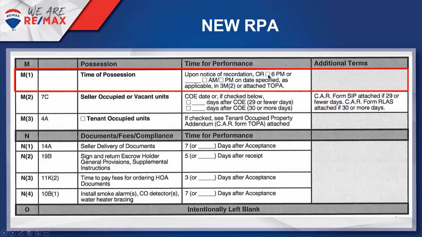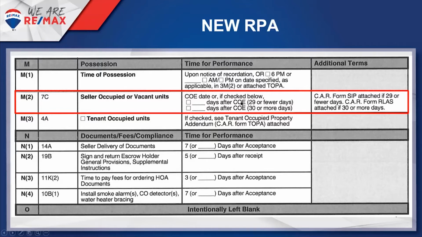Or you can go back to what you might be used to, and that is 6 p.m., or you can make it any time. I would argue you shouldn't make it before closing unless there's an agreement to occupy early. And of course, it's applicable in M2, which of course is the very next paragraph. If M2 is incorporated into the contract, and it would be incorporated by checking one of these boxes, then possession would be pursuant to whichever document you included.